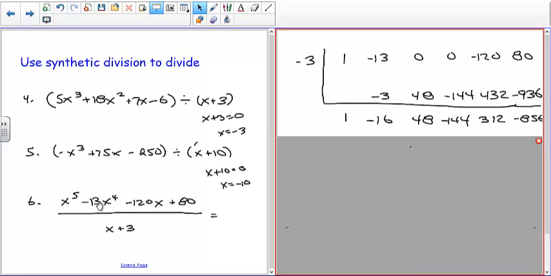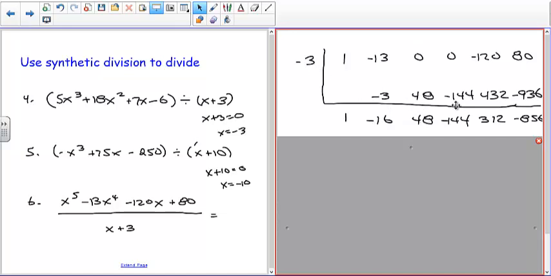So we take the coefficients of this numerator, x to the 5th minus 13x to the 4th, and we'll notice that it doesn't have any x cubed terms, it doesn't have any x squared terms. So we put zeros where those would go. So we have 1, negative 13, 0, 0, negative 120x, negative 120, 80. Okay. So we bring down the 1. Negative 3 times 1 is negative 3. Negative 13 plus negative 3 is negative 16. Negative 3 times negative 16 is 48. 0 plus 48 is 48.